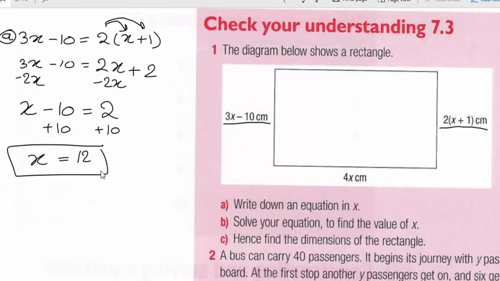Now we need to substitute the value of x in one of these and this one. 4 times 12 is equal to 48. So the length of the rectangle is 48 centimeters. And the width, we can put 12 here. 3 times 12 is 36, minus 10 is equal to 26. This is the length, and the width is 26 centimeters. Done.